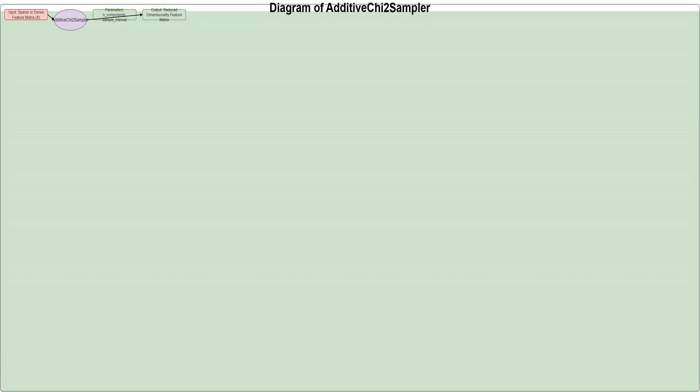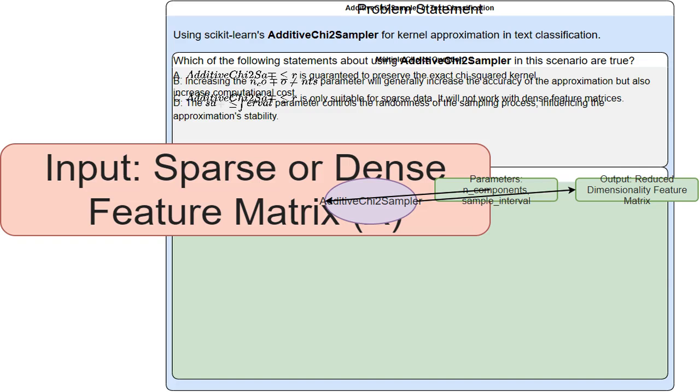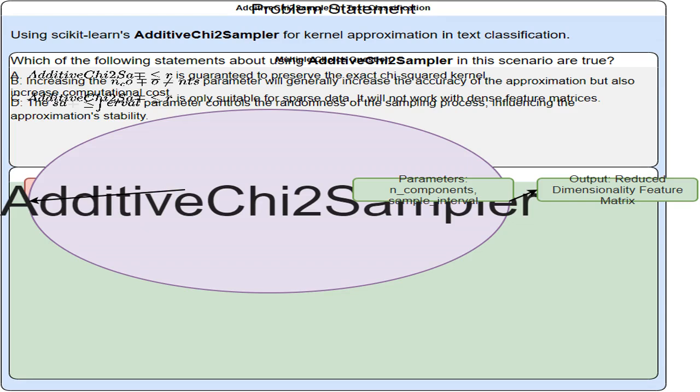This would have been a helpful visual aid to understand how the AdditiveChi2Sampler works. It would have shown the input, the process, and the output. This is the data that AdditiveChi2Sampler takes in, a matrix, think of a table, representing word frequencies in documents. It can handle both sparse, mostly zeros, and dense, mostly non-zeros, data. This is the core of our problem. The goal is to understand how this tool works.